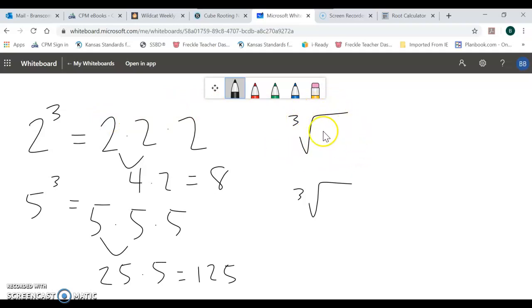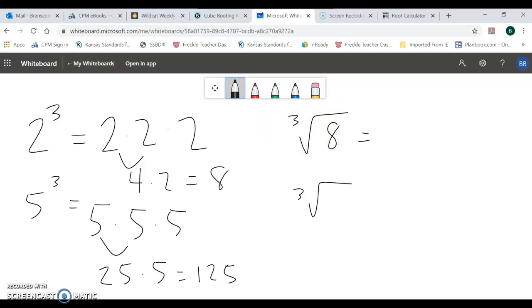So this is cube rooting. This is what it's going to look like. You're going to have a little 3 on the outside of a radical symbol. This is the radical symbol. So this is what cube rooting looks like. And then let's say you had a problem that was cube root of 8.